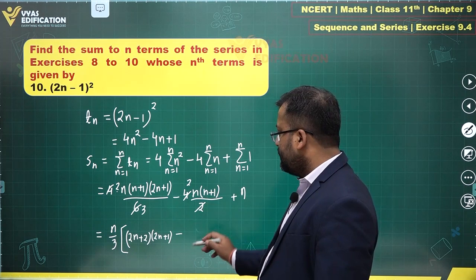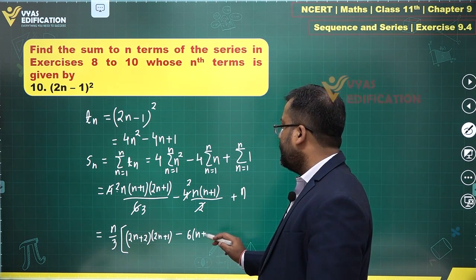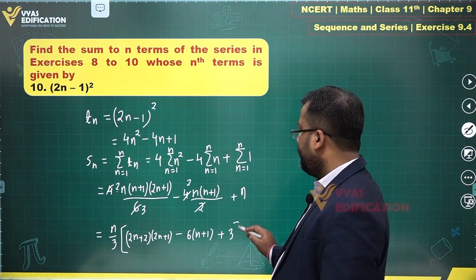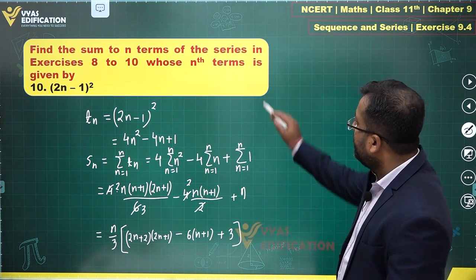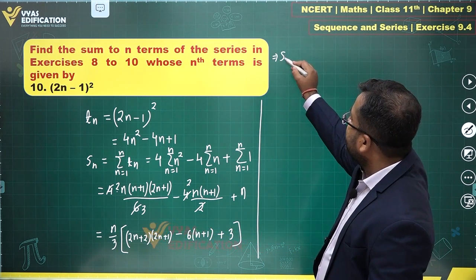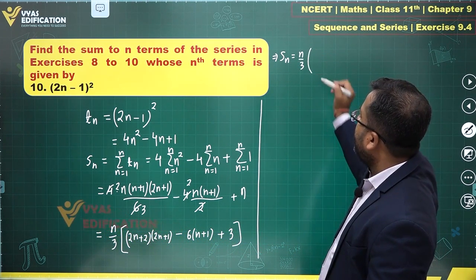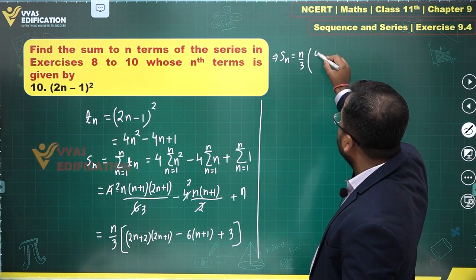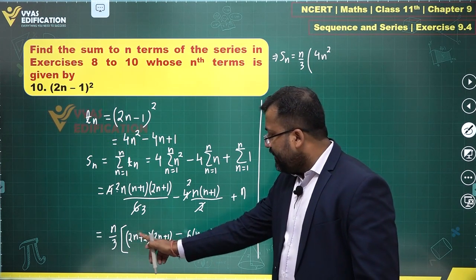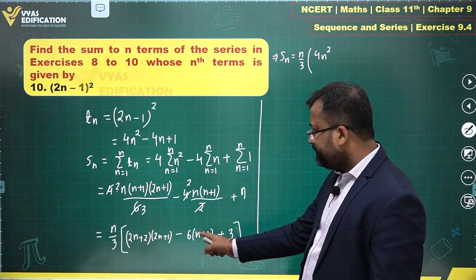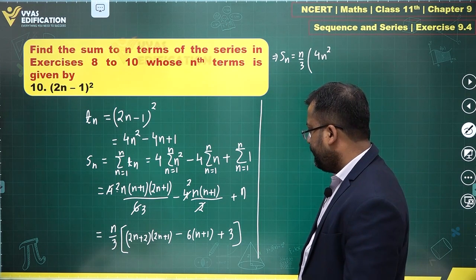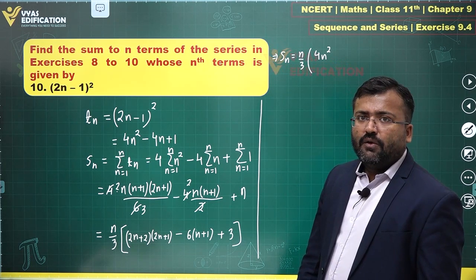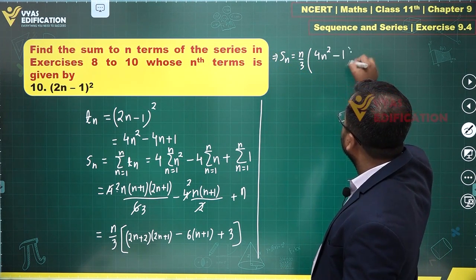Minus, n by 3 goes, so this is 6 times n plus 1 remains over here. Plus, n goes away, this is 3. So Sn will be n by 3, and in the bracket, what do we get? This is 4n square. There's no n square other than that. Then you have 2n, 4n, which is 6n. Minus 6n gets cancelled. What about the constant term? This is 2 plus 3 is 5 minus 6. 5 minus 6 is minus 1. This is what you get.